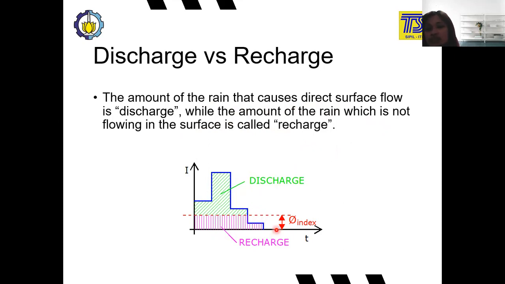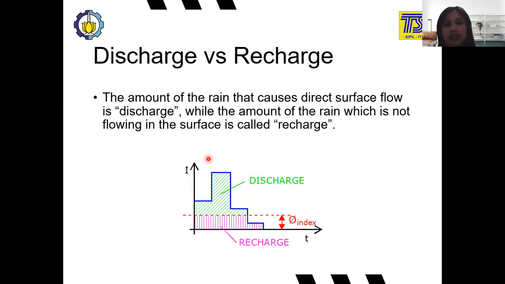The meaning of the discharge and recharge is related to the water that we can see and cannot see. For example, the discharge will be useful when we design a channel. For example, here we have a drainage channel. We have to calculate the discharge of the rainfall, because this amount of the discharge we need to drain into part of the water bodies, for example, into the river or into the sea.